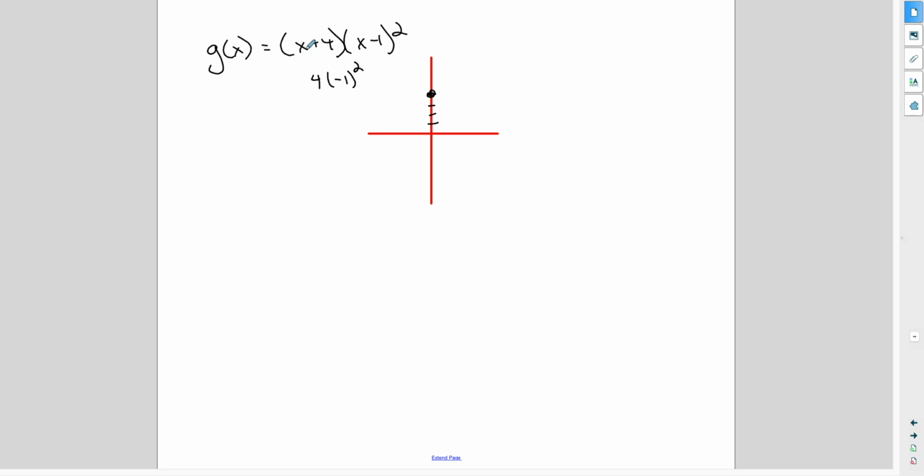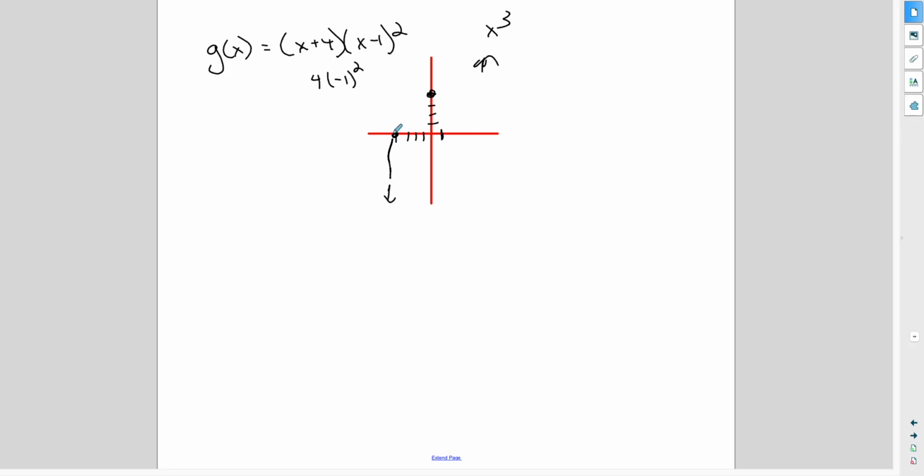Also notice it's cubic because I got 1x here and 2 x's there, so it's x cubed, and it's a positive, so it's going to start down here and end up here. My x-intercepts are -4 and +1.